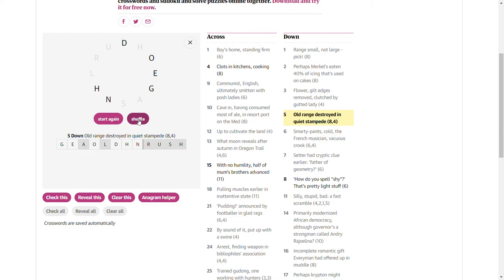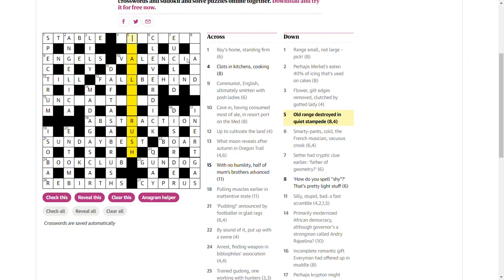Stampede. No, I'm blanking on that one. Might have to get some of the others. We've only got one more letter to get out to.